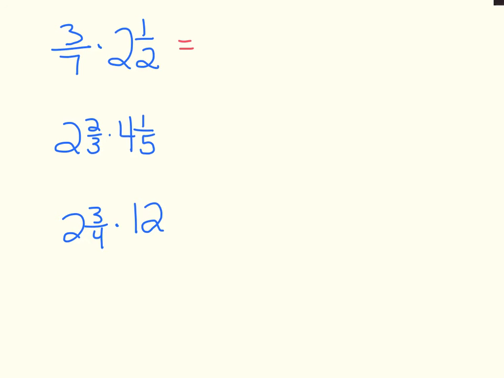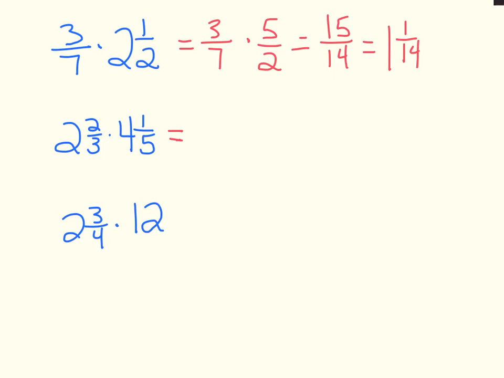3/7 times 2 1/2 becomes 3/7 times 5/2. I look to see if I can cross cancel. Nope, there are no common factors between the numbers and the fractions. So now I have 15/14. And 15/14 is now step 4. I simplify and reduce. That becomes 1 and 1/14.